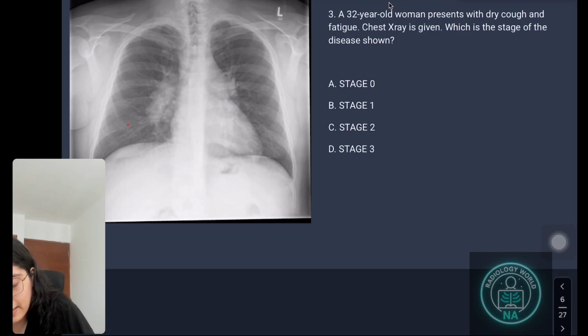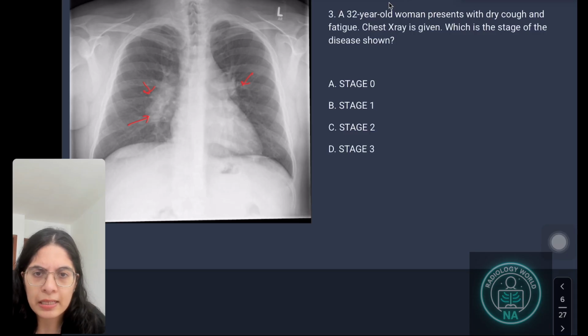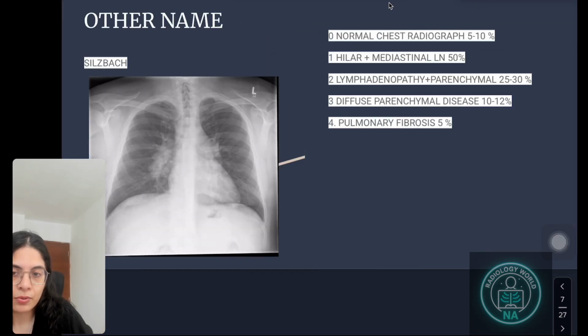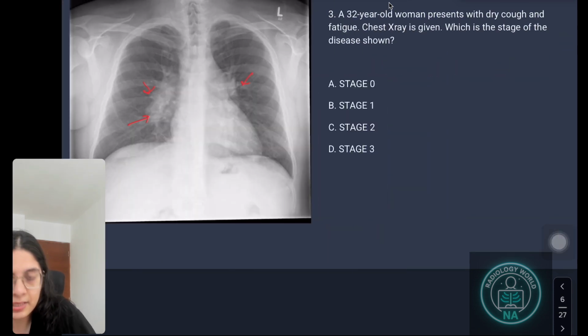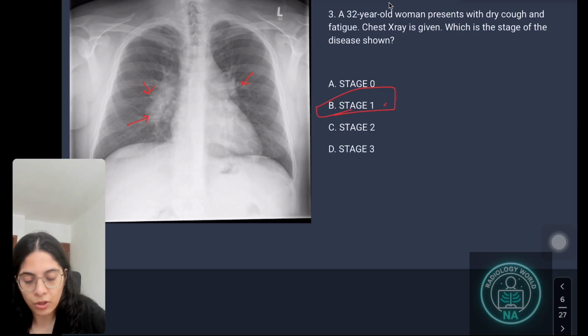You can see that again it is the same image, we have got lymph nodes, but can you see anything in the parenchyma? The parenchyma is absolutely smooth, absolutely clear, right? So there is no parenchymal disease, and this is not a normal x-ray either. You can definitely see some hilar enlargement, some lymphadenopathy which is present. So when we talk about the staging, whenever only the lymph nodes are present and there is no parenchymal disease, that becomes your stage 1. So the answer over here is stage 1 disease. This is stage 1 of sarcoidosis.